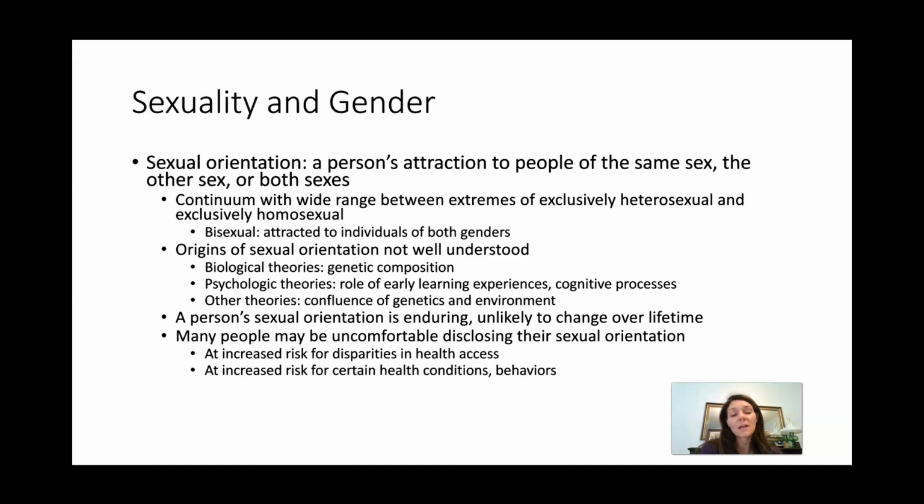The origins of sexual orientation are not very well understood, and there are a lot of theories, but not many have super solid scientific evidence one way or another, at least not spelled out in your book. There are biological theories that genetic makeup and composition contribute to people's sexual orientation. There are psychologic theories that people's early learning experiences and their cognitive processes play a role in their sexual orientation. And then there are other theories that believe that the environment that you live in combined with genetics create what your sexual orientation is.